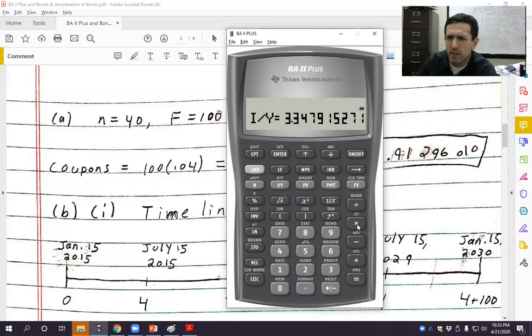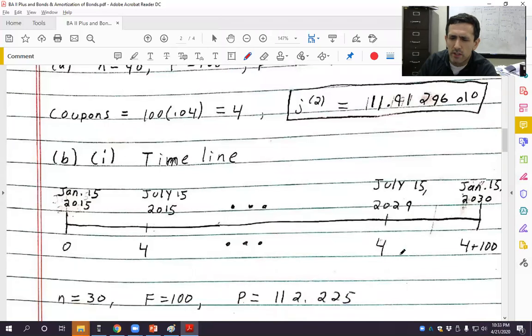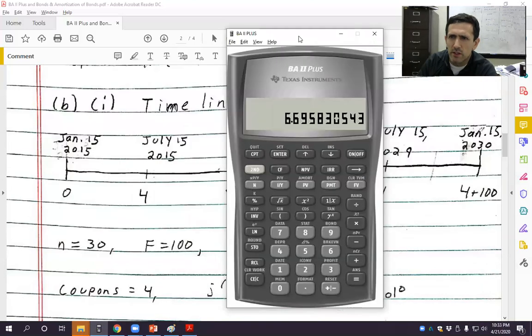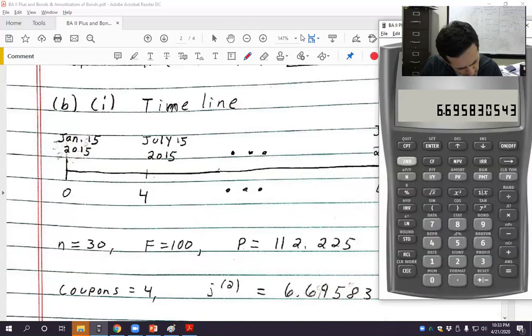So we get 3.347 and so on, and multiply by 2 to get the nominal semi-annual rate. And we get the correct answer. And the book rounds it to 6.696. Right? So unless otherwise stated, in find-the-yield problems, we want the semi-annual nominal yield, because that's what everyone likes to work with for bond interest rates.